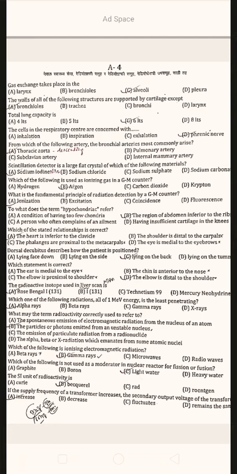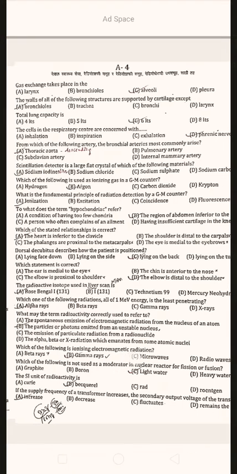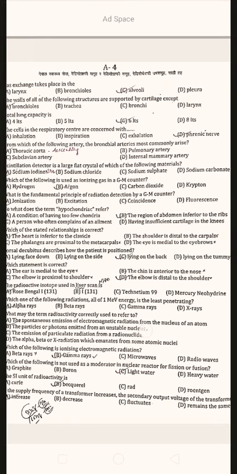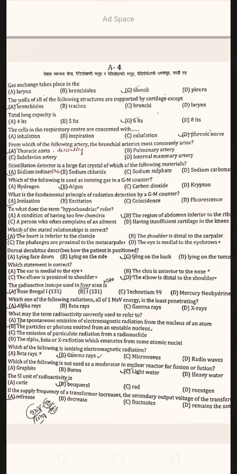It is a cyanotype radioactive background. And C is Curie; C for conventional, that's why C is the Curie mnemonic. And if the supply frequency of a transformer increases, the secondary output voltage of the transformer increases. The correct answer is A.